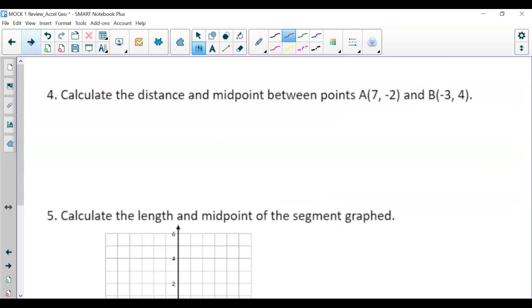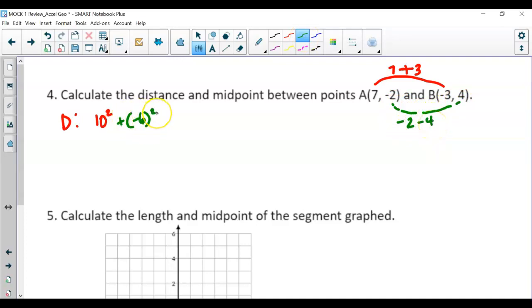Question 4 and 5, focusing on the distance and midpoint. So here, to find the distance between our 2 points, we need to find the difference. So like here between our x's, between 7 and negative 3, that gives you 10. So 10 squared. Then here, the distance between our y's, negative 2 minus 4, negative 6 squared.